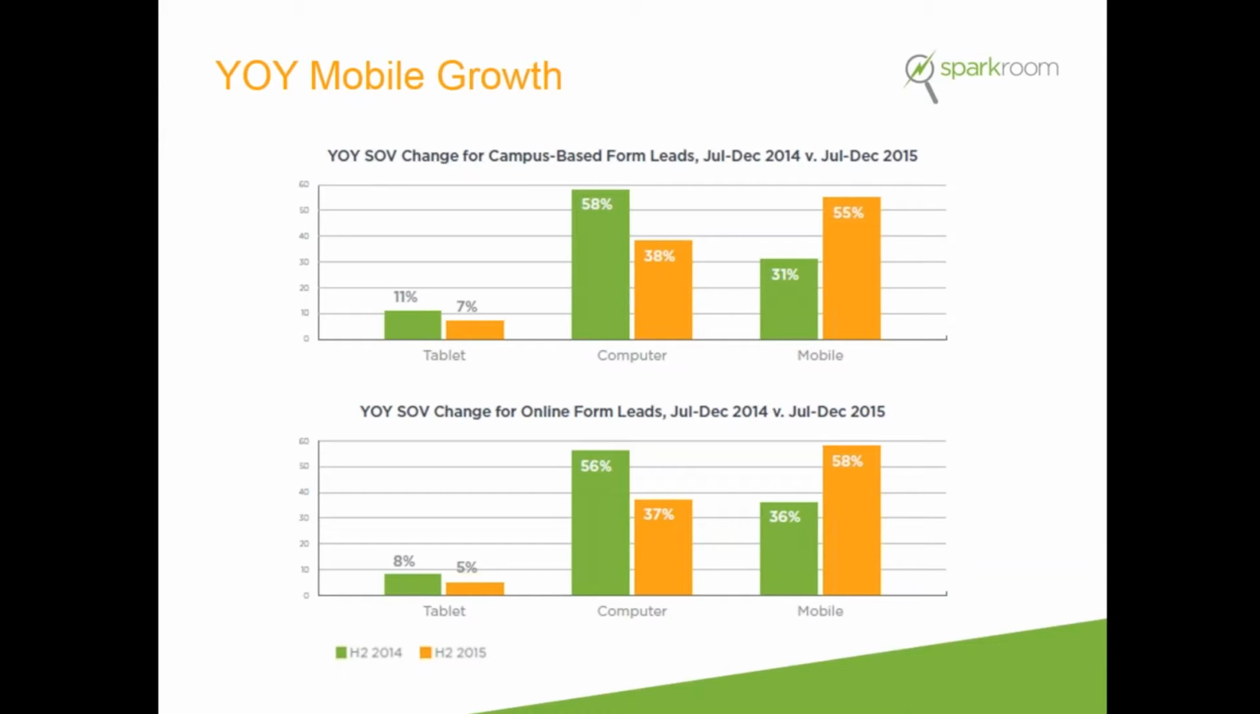For campus-based programs, form leads generated from mobile grew 24 points year over year, from 31% of the volume in 2014 to 55% in 2015. For online programs, form leads generated from mobile devices grew 22 points year over year, from 36% of the volume in 2014 to 58% of the volume in 2015.